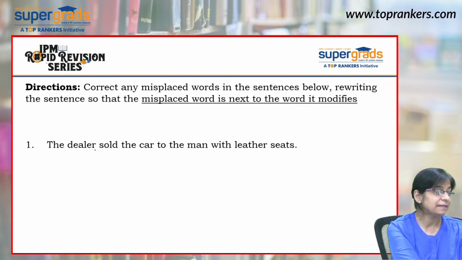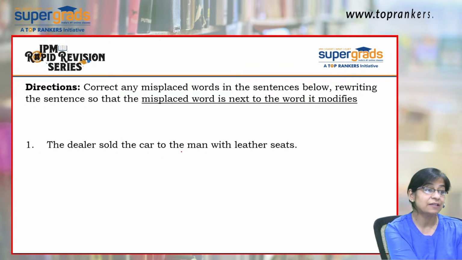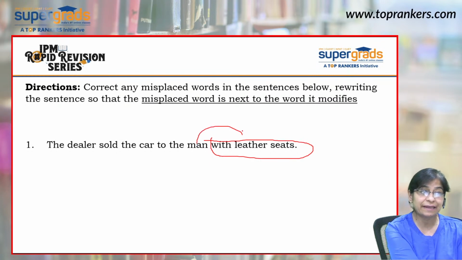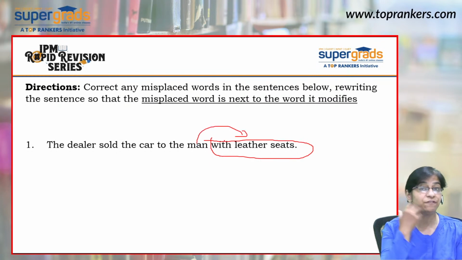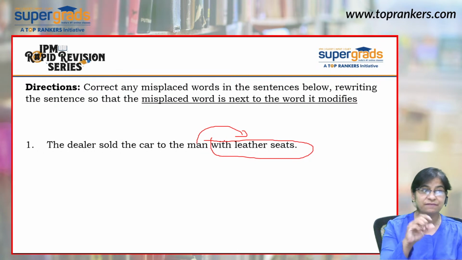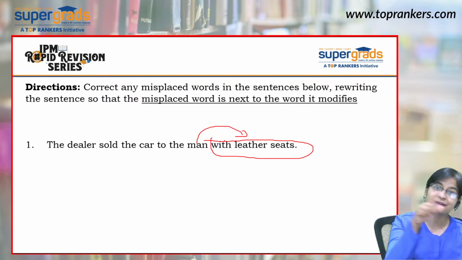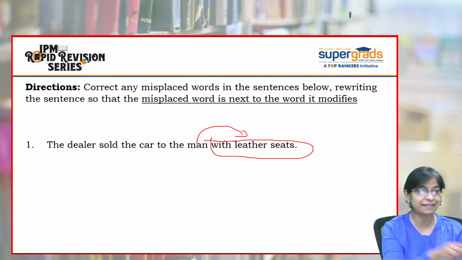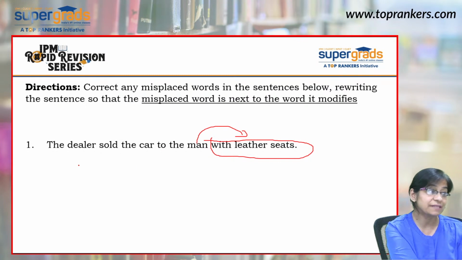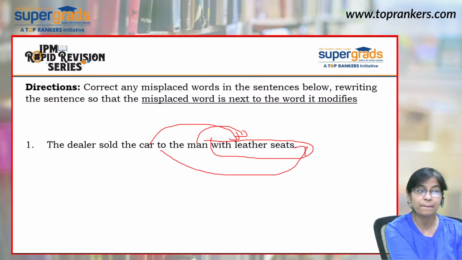The dealer, yes, absolutely right, Namita. That's a part that is misplaced. So the "with leather seats" is the misplaced part. It's placed next to the word man. So if you read it in a flow, it feels as if the man has the leather seats. But is it the man who has the leather seats or is it the car which would have the leather seats, right? It would be the car. So the sentence should have been, the dealer sold the car with leather seats to the man. Make sense? Let's look at another example.